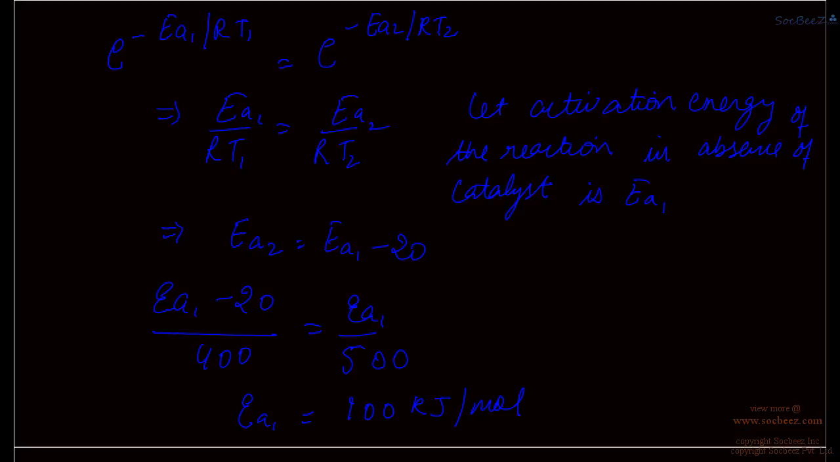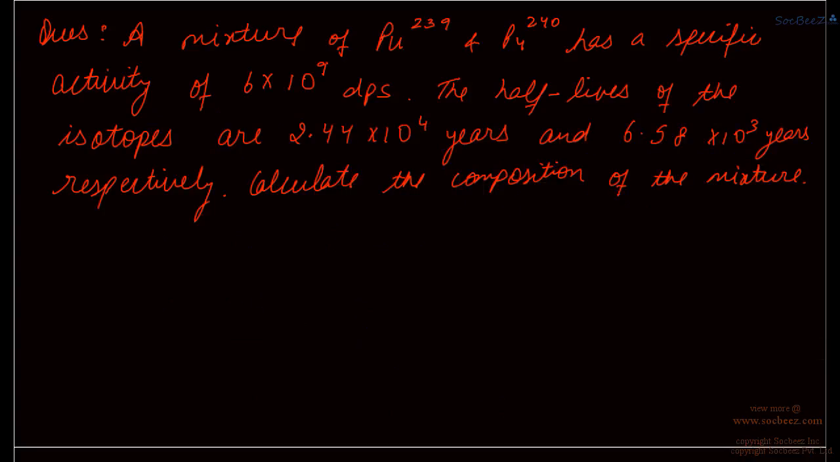Okay, now let's discuss another question. The question says that a mixture of Pu-239 and Pu-240 has a specific activity of 6 into 10 raised to the power 9 dps. The half-lives of the isotopes are 2.44 into 10 raised to the power 4 years and 6.58 into 10 raised to the power 3 years respectively. Calculate the composition of the mixture.